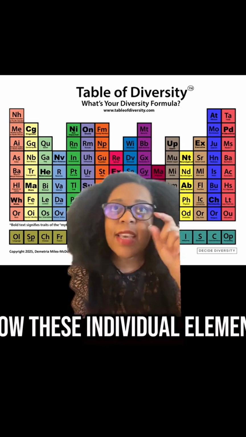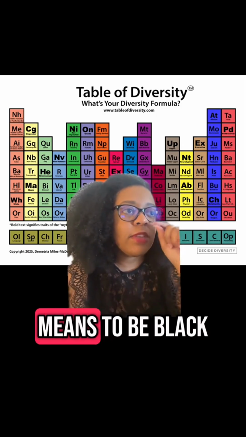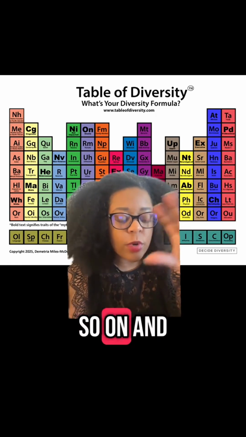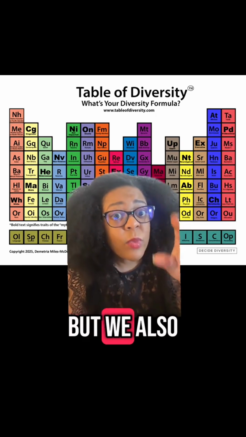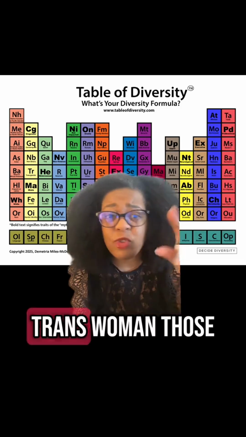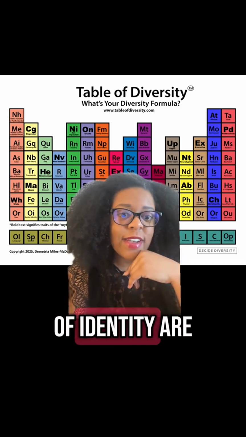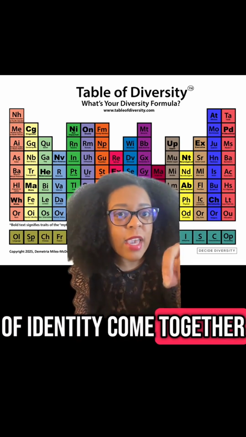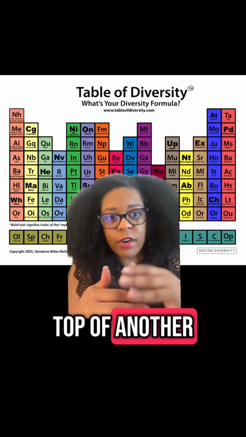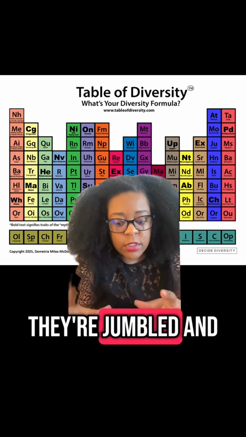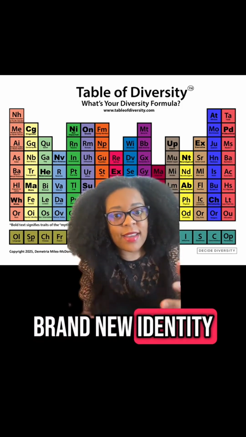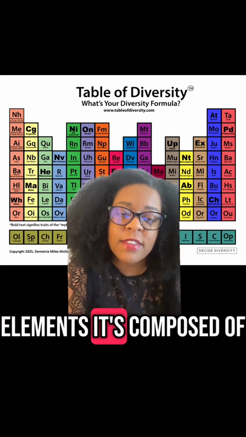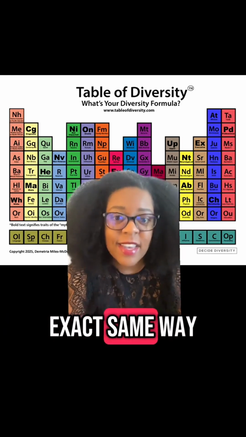We need to know these individual elements, like what it means to be Black, what it means to be a woman, what it means to be trans, so on and so forth. But we also need to know what it's like to be a Black trans woman. Those intersections of identity are really important. And just like in chemistry, when those intersections of identity come together, it's not just layered one on top of another. They're mixed up, they're jumbled, and they create a brand new identity that has a completely different experience than the individual elements it's composed of. And that's the exact same way with diversity.